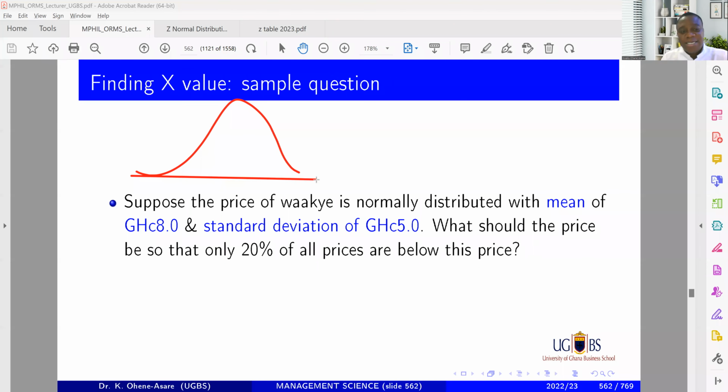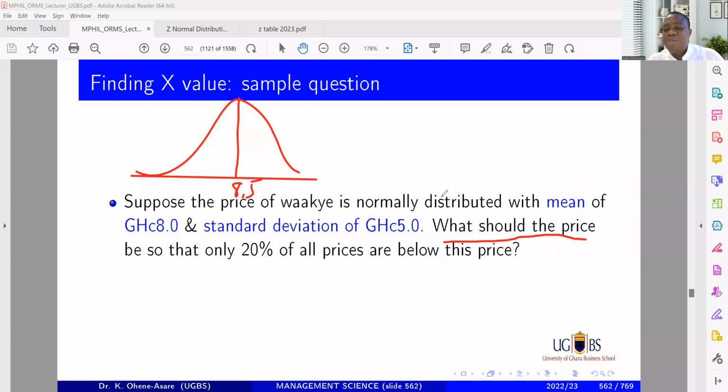You are told that the mean is 8 cedis. So the mean price of waakye is 8 cedis. And you're also told that the standard deviation is 5. So let's put the 5 somewhere below on the side of it. So far, so good. The question says, what should the price be?